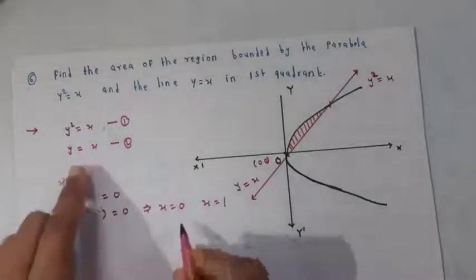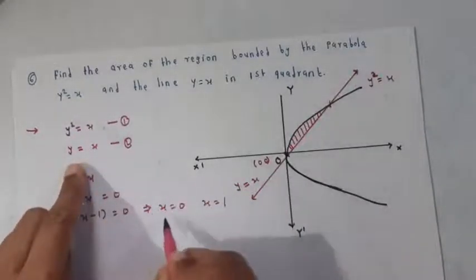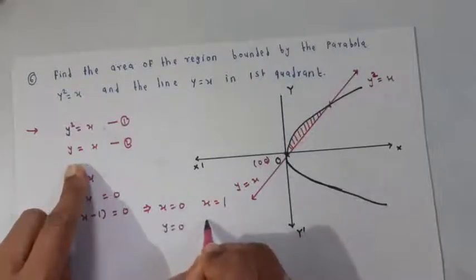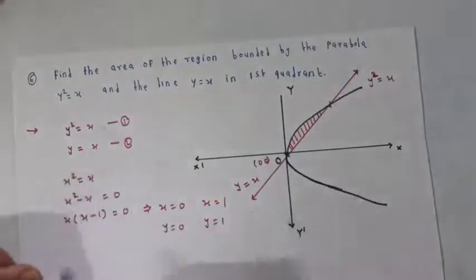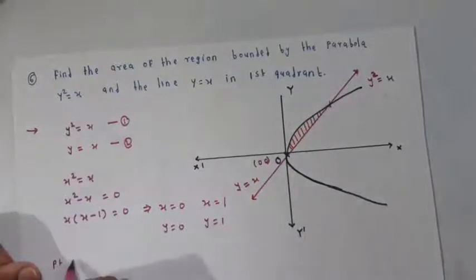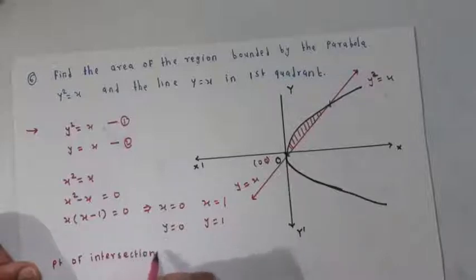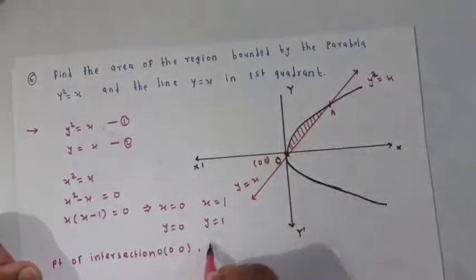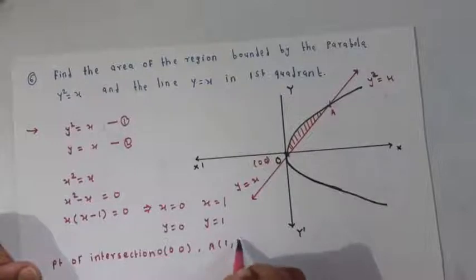When x equal to 0, as y equal to x, y equal to 0. When x equal to 1, y equal to 1. Hence, the points of intersection of the line and parabola are O 0 0, and suppose the point A 1 1.